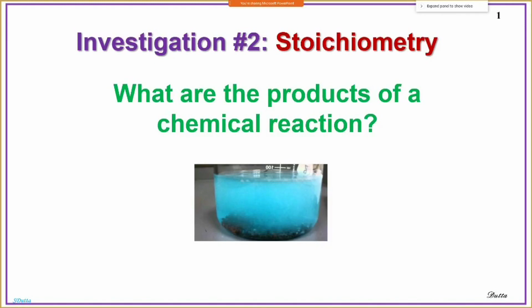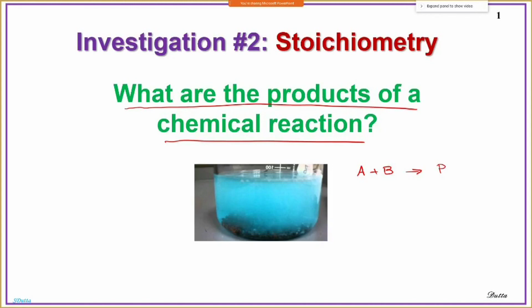Investigation 2 is about stoichiometry. Okay? And you're going to solve a real world problem. You are given a real world problem: what are the products of a chemical reaction? If I do a reaction, A reacts with B to produce some product. We don't know. It could be more than one product.